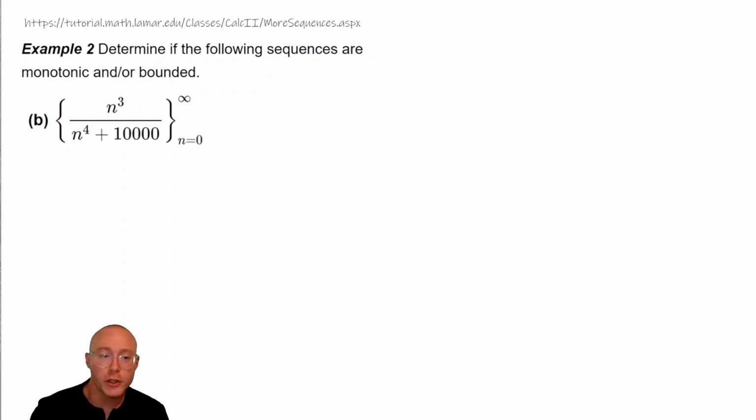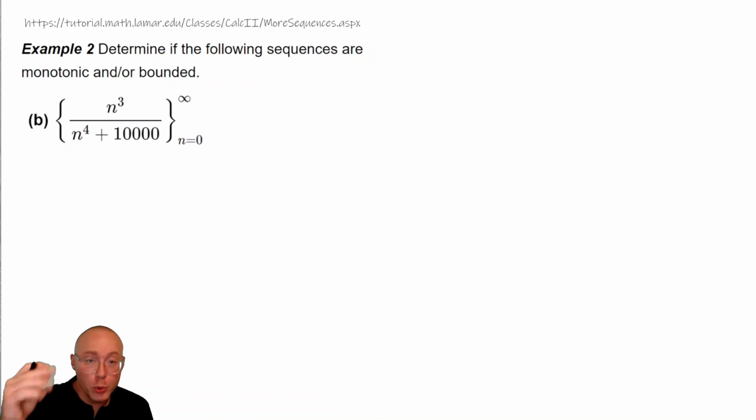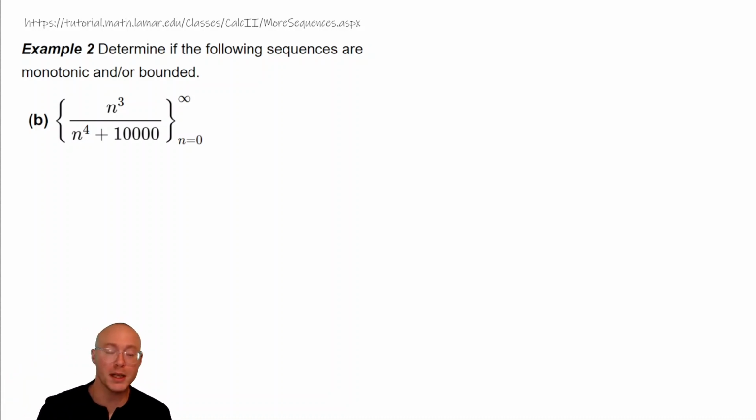This is an interesting question where we have to determine if a particular sequence is monotonic or bounded. Monotonic just means it's either increasing or decreasing, and bounded means basically that it stays between two values. You also could have bounded from above only or bounded from below only, meaning that the terms in the sequence are going to stay below or above a number. So let's check this one out and see what we can determine.